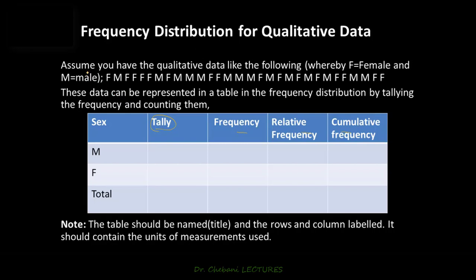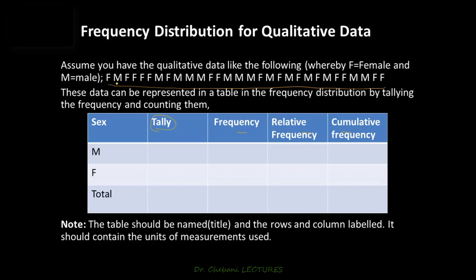It says assume you have the qualitative data like the following, where F is for female and M is for male, and you have these data points, right? These are individual data points. So this data can be arranged in a table in the frequency distribution by tallying the frequency and counting them.